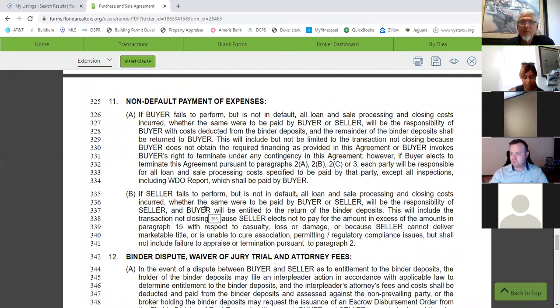Okay. If the buyer fails to perform but is not in default, then he's responsible for all the costs that he incurred. And will the responsibility of the buyer be with the costs deducted from the binder deposit? The remainder of the binder deposit shall be returned to the buyer. Now, he's not in default, but he did not perform. Okay.